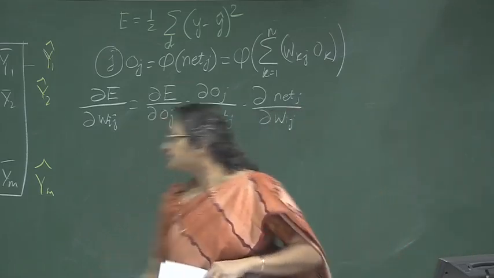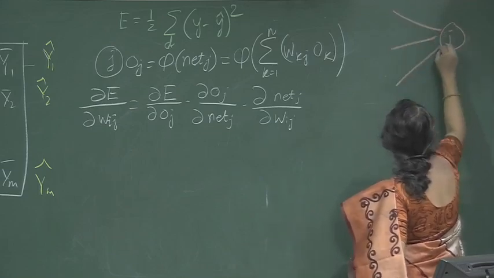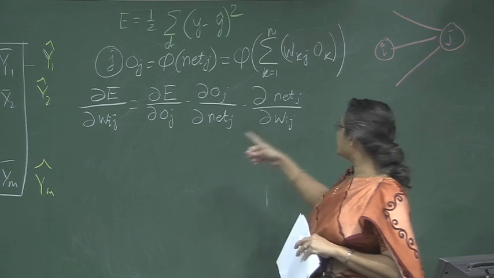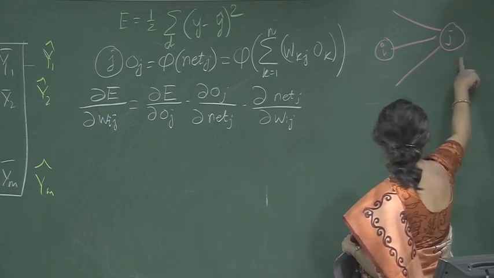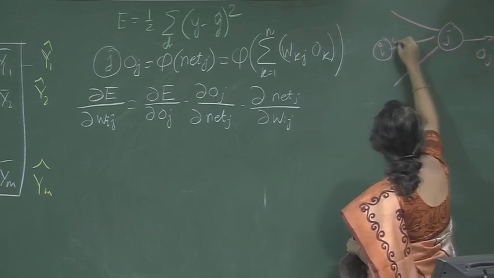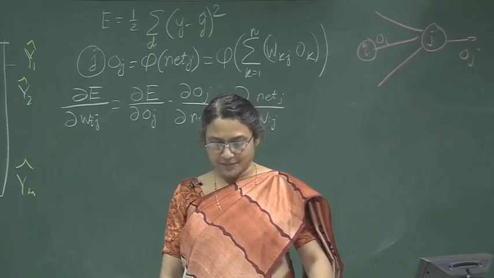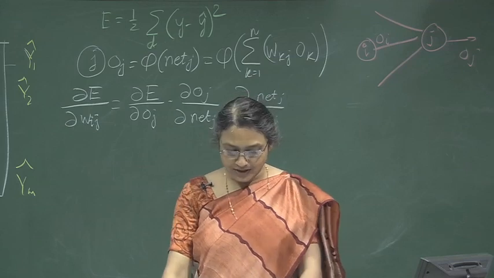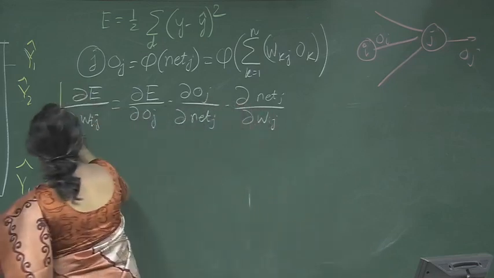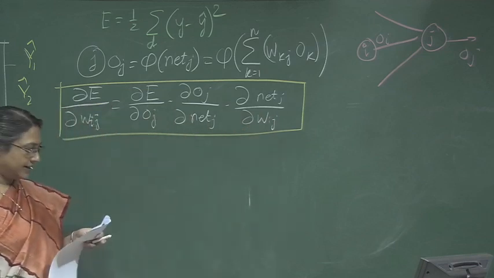So, this is my unit j, and these are the units feeding into this unit. This is the unit i. The unit j has initially the output net j, and then the output is oj. So, this is oj and this is oi. Now, we have decomposed this partial derivative into these 3 components. Let us remember this, and we will do these 3 computations separately, then we will write them together.